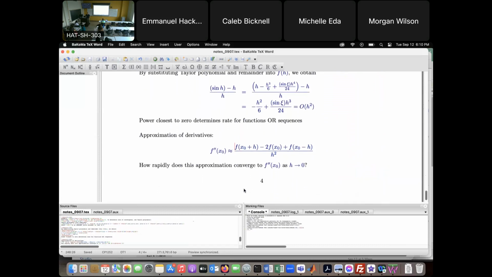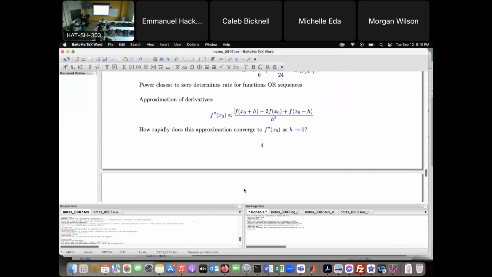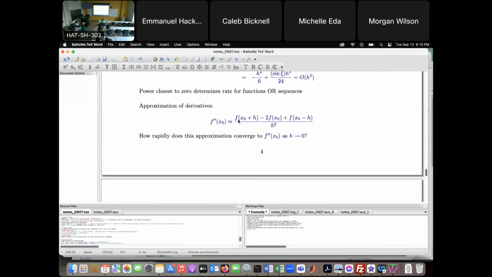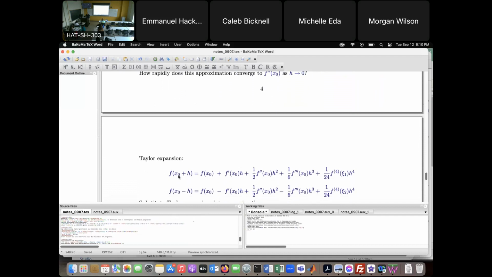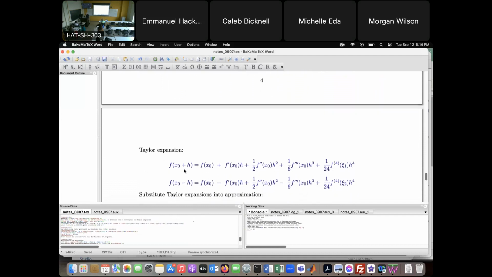For that, we again use Taylor expansions. But we need two of them, one for f of x naught plus h, and then one for f of x naught minus h, Taylor expansions centered at x naught. And that's what we have here. Here are those two Taylor expansions, and you'll see that they're very similar. To get the second one from the first one, you replace h by minus h throughout. And this is what you get.